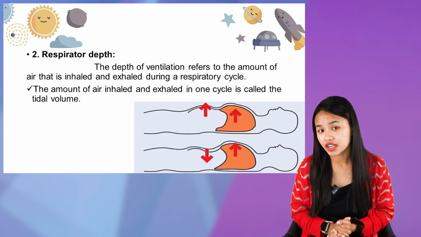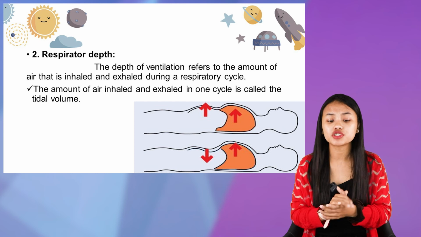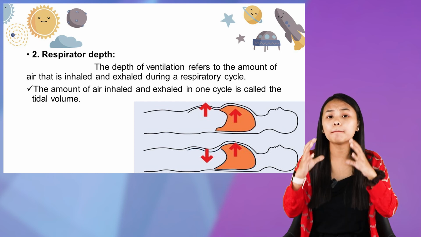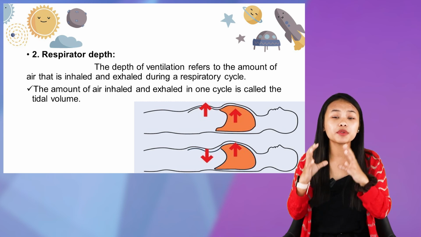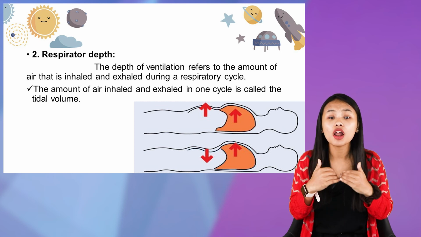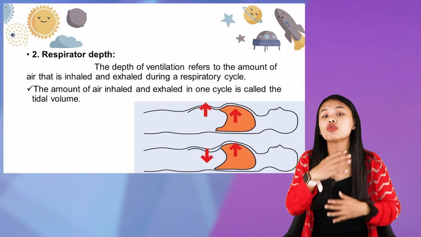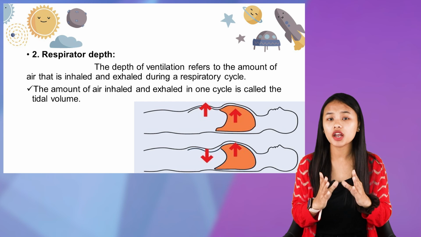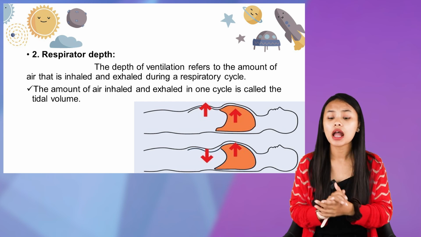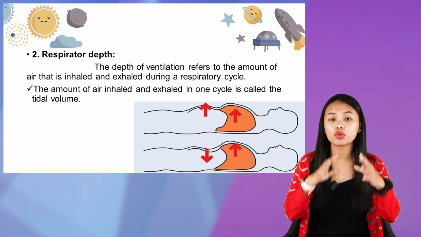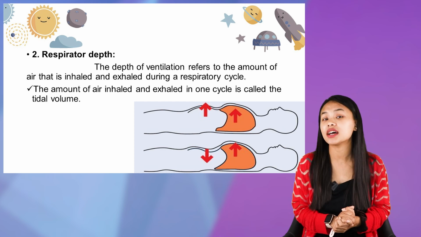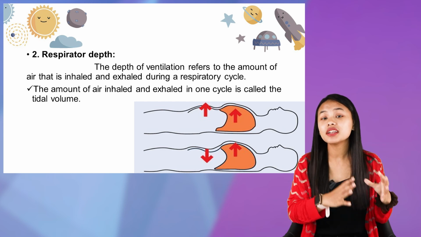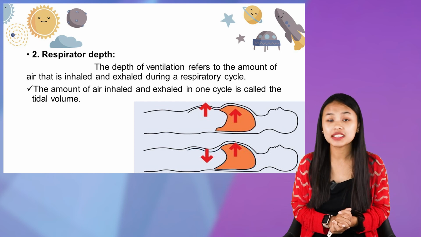And then moving on to the second one, that is the respiratory depth. Here, the depth of ventilation refers to the amount of air that the individual has inhaled or exhaled during the respiratory cycle. The amount of air inhaled and exhaled by that individual in one cycle is also known as the tidal volume. A normal adult has a tidal volume of 500 milliliters.